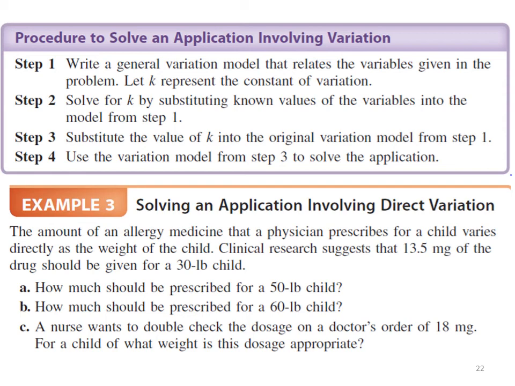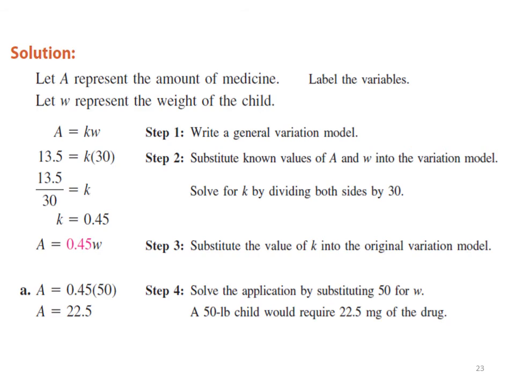First of all, here is how we solve the problem. First, we label the variables. The variables are the amount of medicine and the weight of the child. So let A represent the amount of medicine, and let W represent the weight of the child. We know that A and W vary directly, so we can write A as equal to K times W.